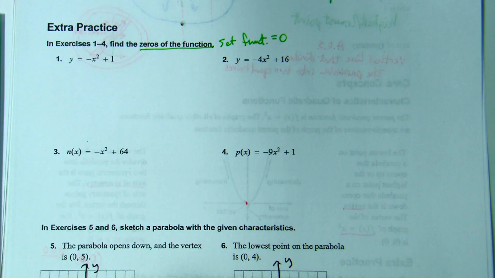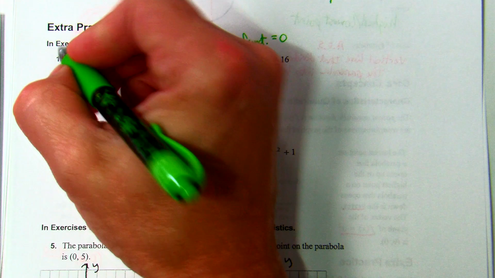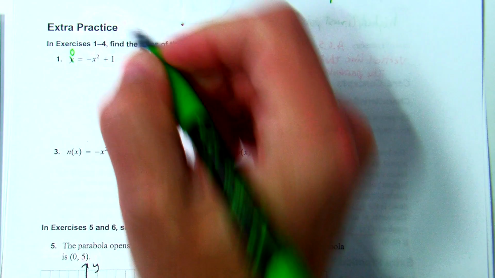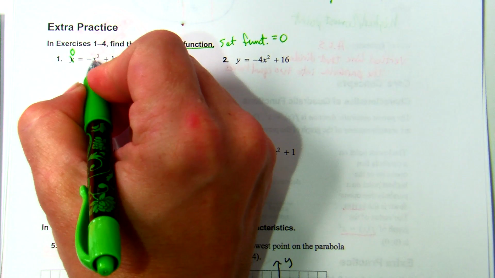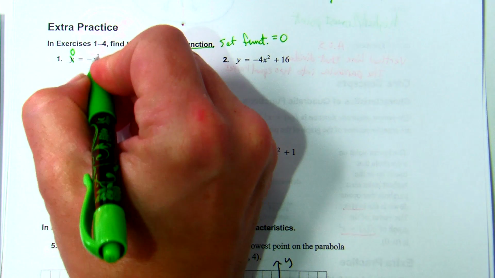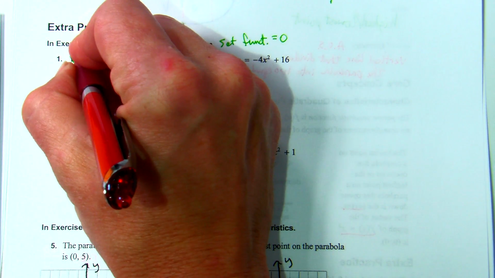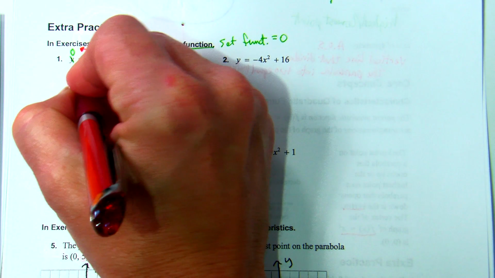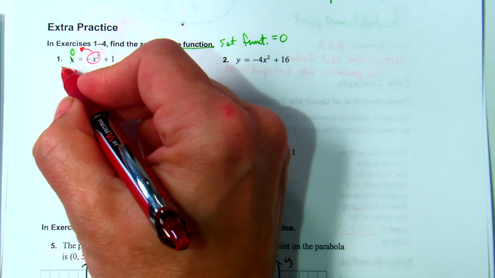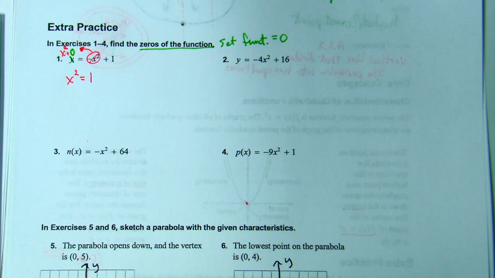So instead of y, or instead of f of x, or n of x, or p of x, we're just going to put a 0 right there. We're going to set that whole function equal to 0. All right, now, there's a couple of ways we could do number one. We could say, let's just get x by itself. If we added x squared to both sides, we'd end up with x squared equals 1, because it would change the sign as it moved across, right?